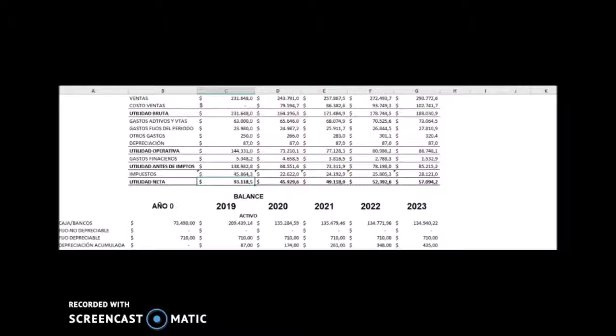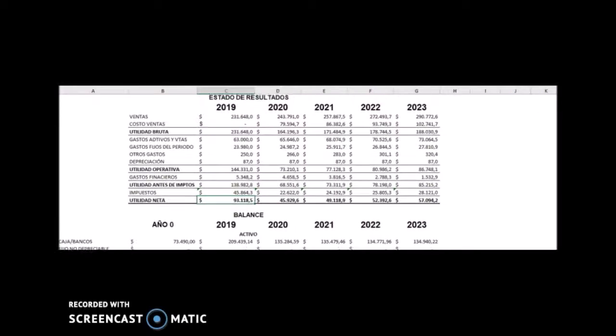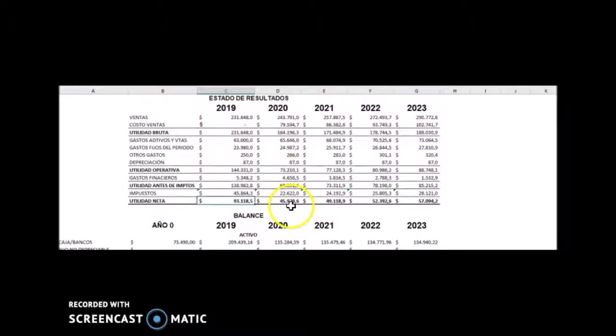Well, taking into account everything that we just verified, at the end, the utility that we will have is about $93,118 for 2019. For 2020 it is going to decrease a little bit, 45,000 approximately. For 2021, 49,000 approximately. For 2022, 52,000. And in 2023, 57,000.